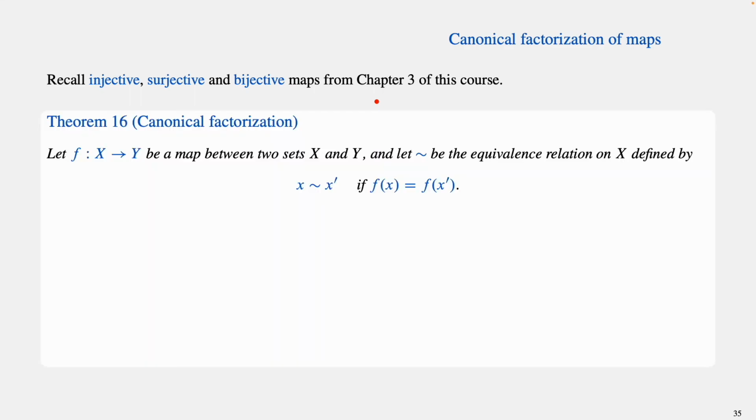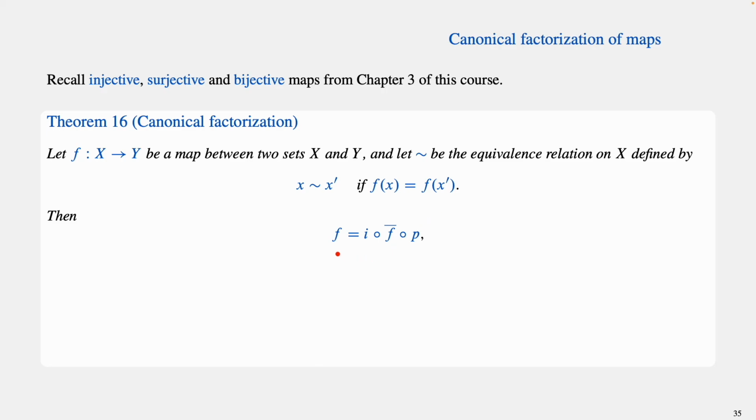And the canonical factorization theorem is now that if f from X to Y is a map between these two sets, then we can define an equivalence relation on X by x being equivalent to x prime if they are mapped to the same element under f. So if f of x equals f of x prime. Okay, now note here we just begin with a map. We don't start with an equivalence relation, but when we're given this map, we then define an equivalence relation on X by this rule here.